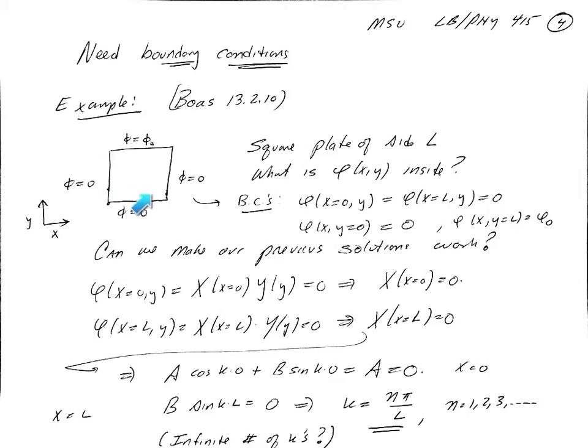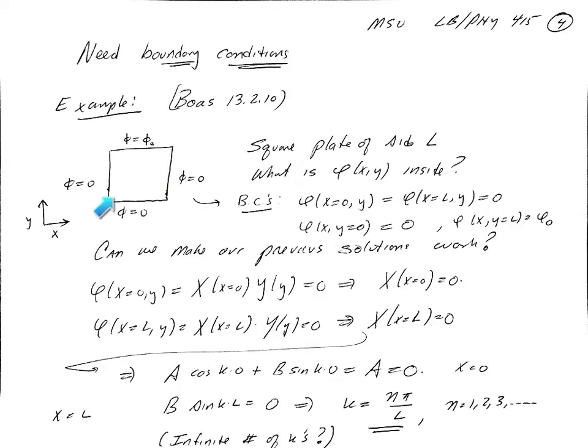Suppose you're interested in the electrostatic potential in a square region where you set the electrostatic potential equal to 0 on 3 sides, and you set the electrostatic potential equal to a constant phi 0 on the upper side. And this square region or plate has side L. And what we want to solve for is the electrostatic potential phi of x and y inside. That's what the partial differential equation allows us to determine.